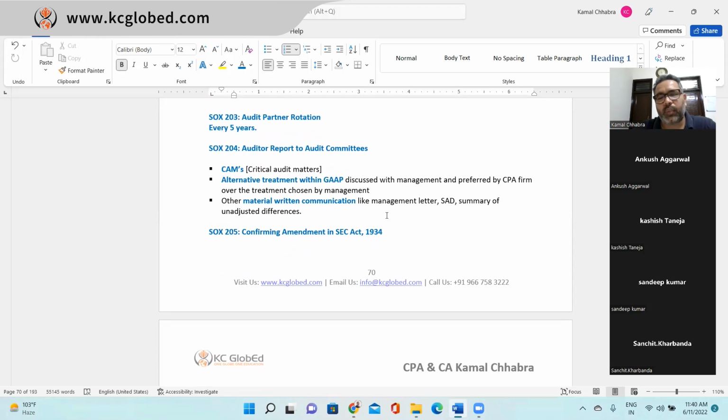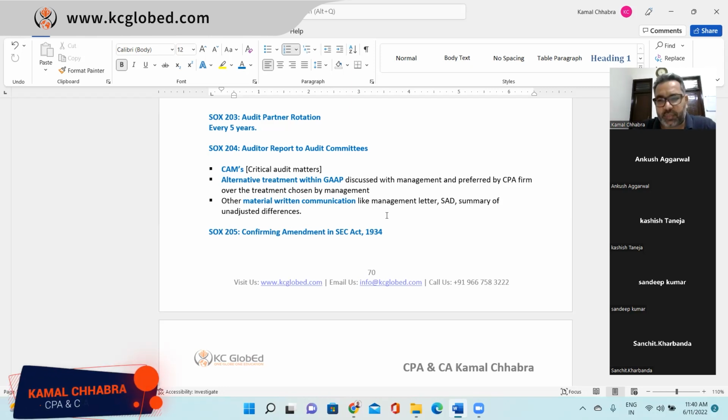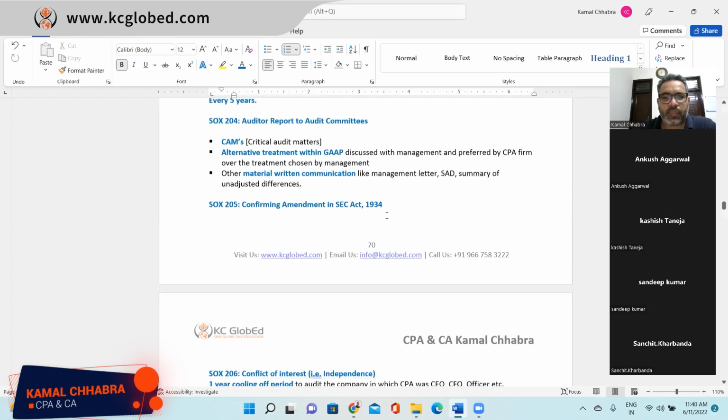In India, the Companies Act 2013 says an audit firm needs to be rotated every 5 years. Whereas in the US, audit firm rotation is not mandatory, but only audit partner rotation is required. And that is only and only for the listed company. Right? Make sense? Yes, sir.